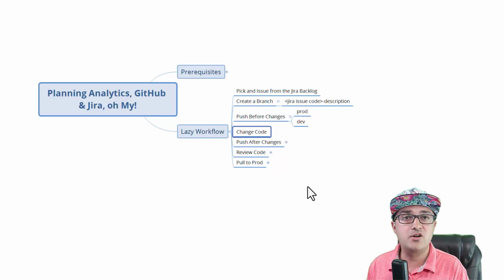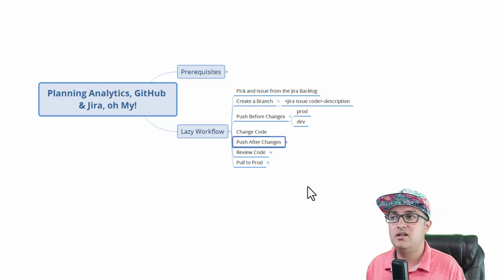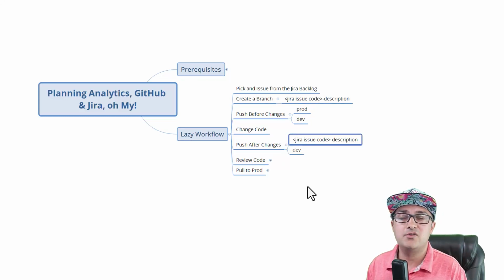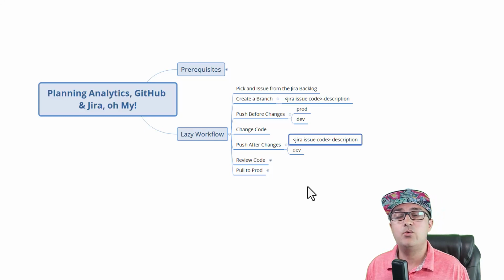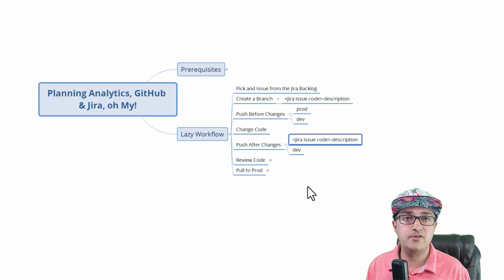Then we'll go ahead and change our code in development. And after that, we're going to push our changes. So whatever objects we change, we want to push those to that branch we created, just those ones. We also want to push everything in dev to that same dev branch. And I'll explain why in a moment.